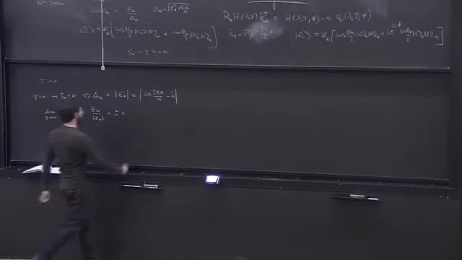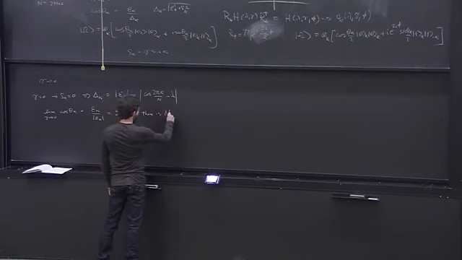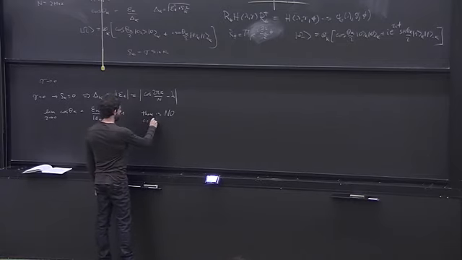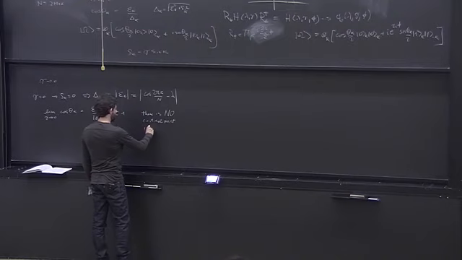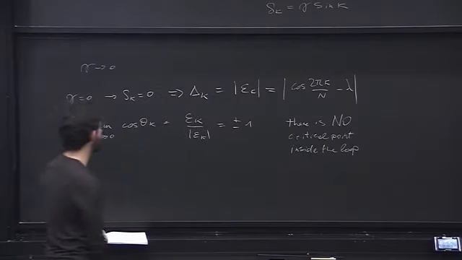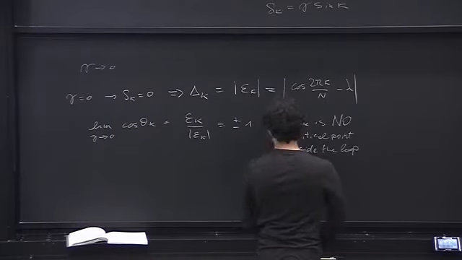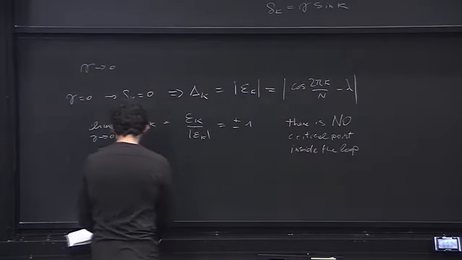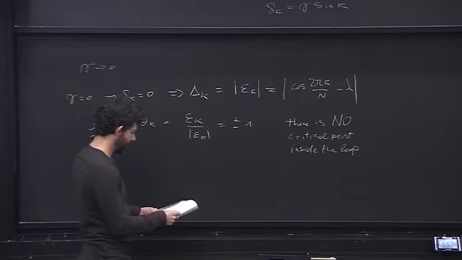So this happens when there is no critical point inside the loop. Because we used the fact that this guy is not 0.